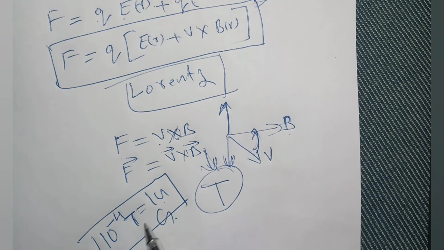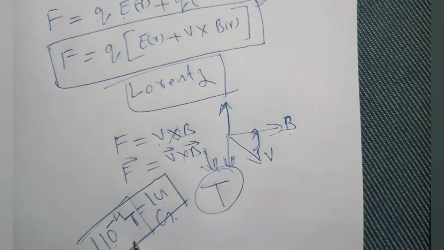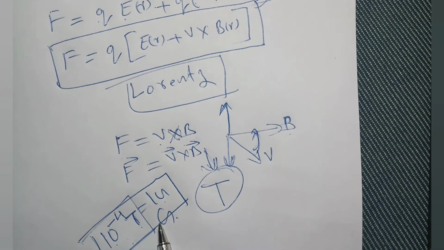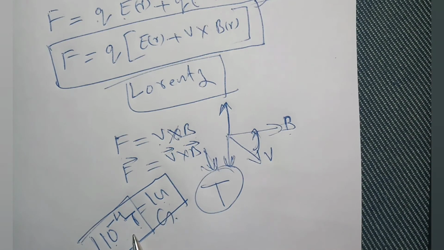This 10 to the power minus 4 Tesla means it's a small value. That is, it is something like the magnetic field of Earth. Earth's magnetic field is coming in this range, 10 to the power minus 4. But the SI unit is 1 Tesla, which is bigger than this one. It is nearly 10,000 times more. So if any magnetic field is given in Gauss, you have to convert it into Tesla before doing the calculation.